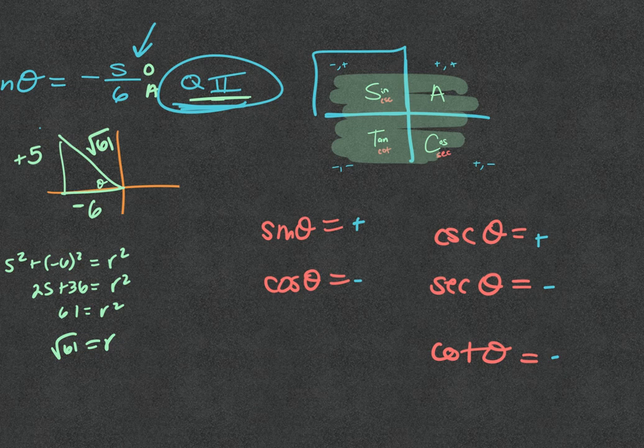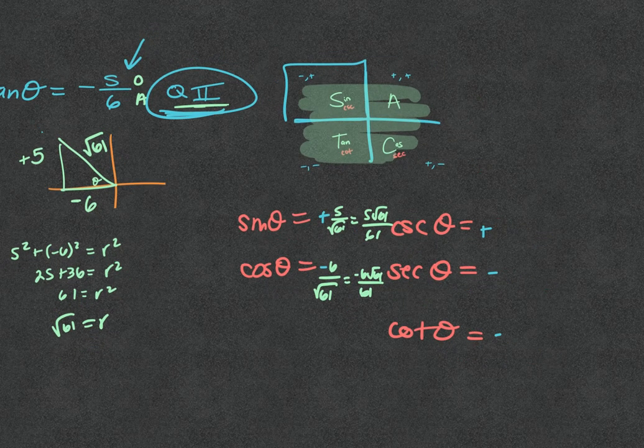So sine of theta would be opposite, which is 5, over the hypotenuse, which is the square root of 61. And we'd rationalize: 5 root 61 over 61. And it's positive, which makes sense, because it's sine in the second quadrant. Cosine is adjacent over hypotenuse, so it's negative 6 over square root 61, and then we'd rationalize: negative 6 root 61 over 61. And it's negative, which makes sense because in the second quadrant, cosine is negative.